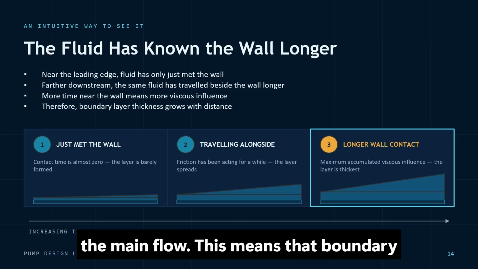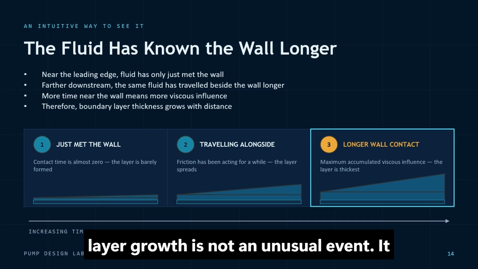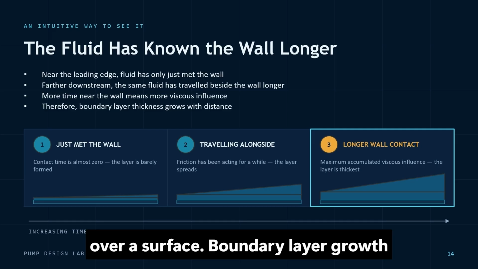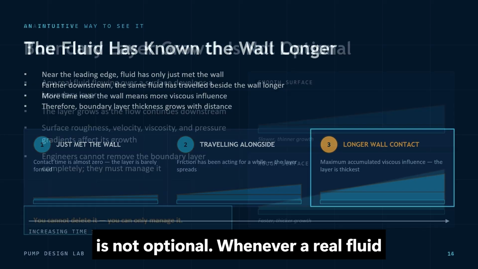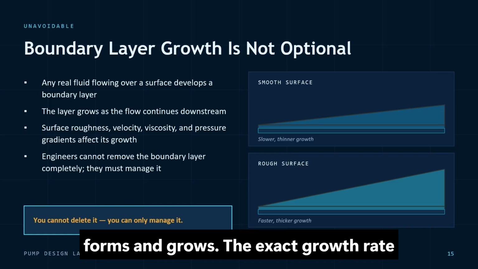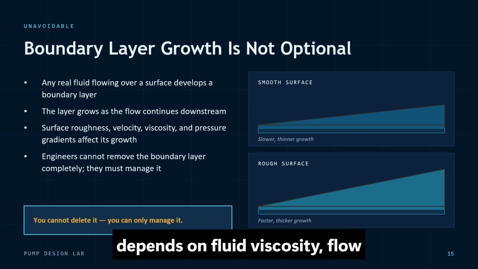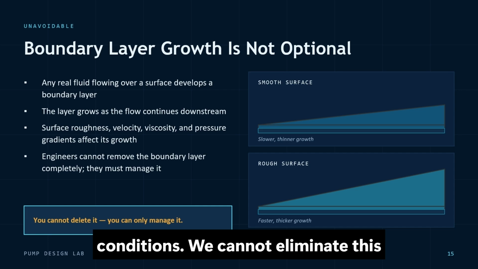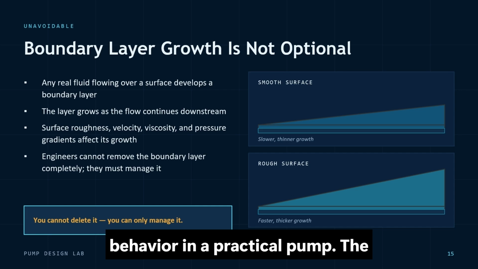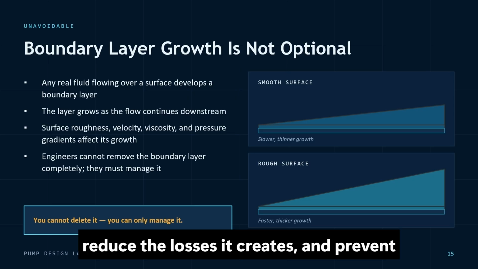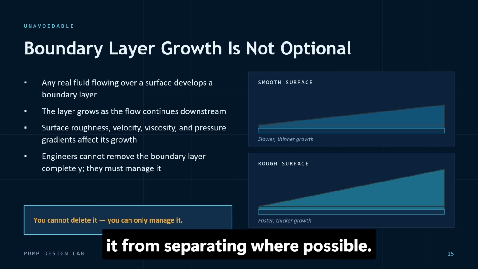This means that boundary layer growth is not an unusual event. It is a normal feature of every real flow over a surface. Boundary layer growth is not optional. Whenever a real fluid flows along a surface, a boundary layer forms and grows. The exact growth rate depends on fluid viscosity, flow velocity, surface roughness, and pressure conditions. We cannot eliminate this behavior in a practical pump. The engineering task is to understand it, reduce the losses it creates, and prevent it from separating where possible.